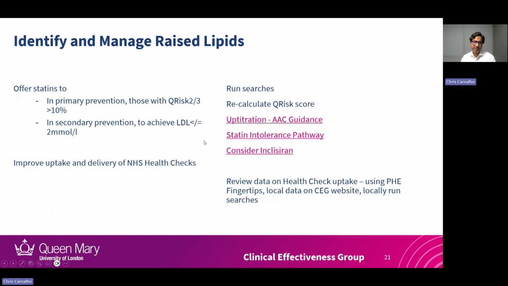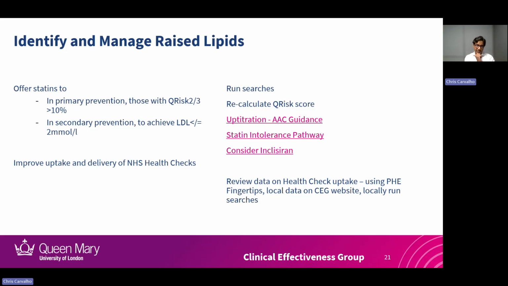Let's keep going. Okay, lipids. Again, this should be familiar. There's two parts to this. The first one is about just managing raised lipids. So offering statin for those people who have a high QRisk, just a reminder that's QRisk above 10%, and either using QRisk2 or the online QRisk3 calculator.